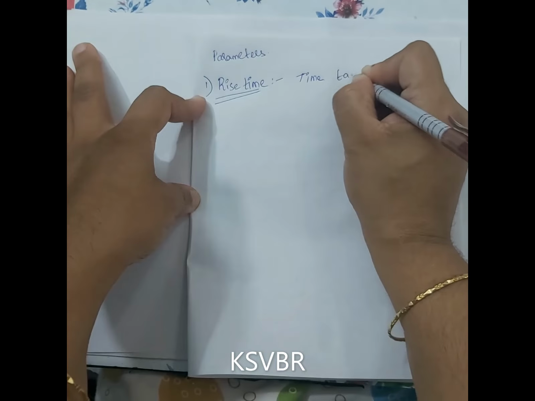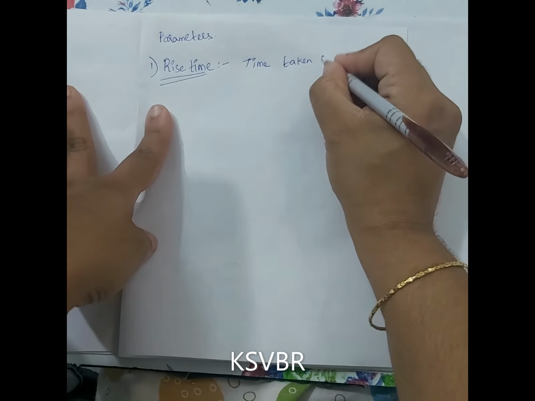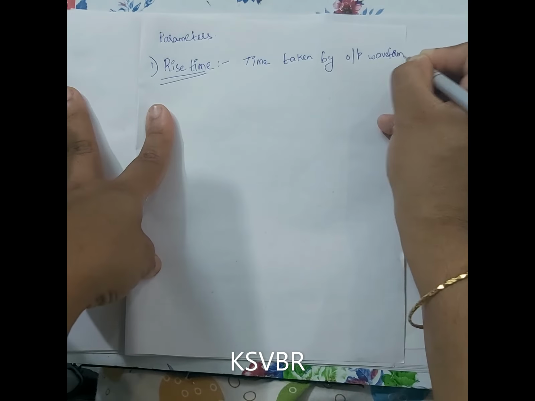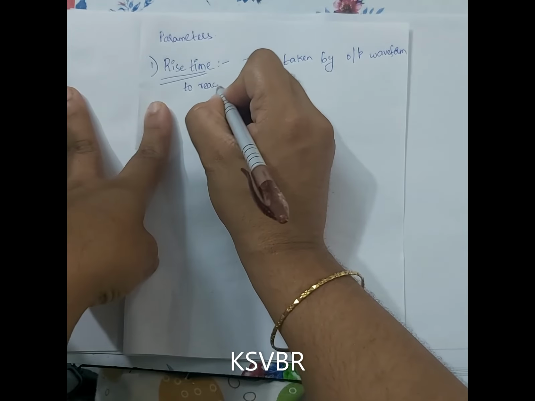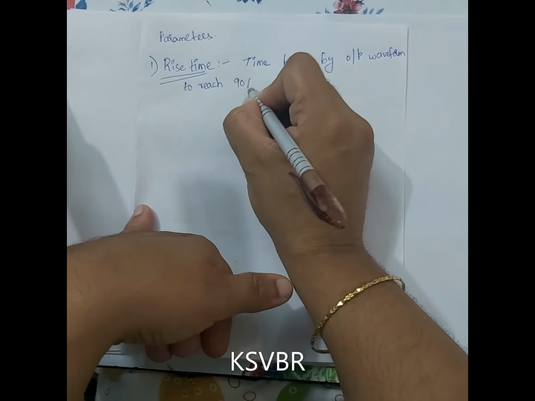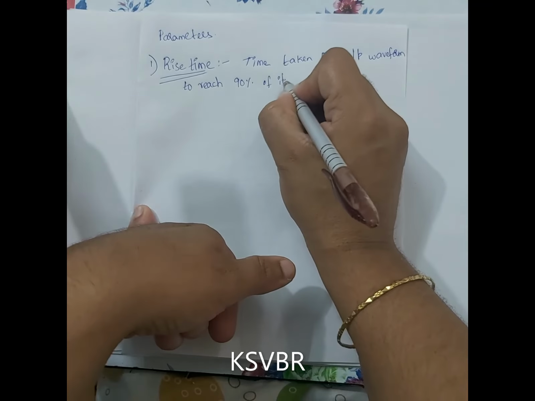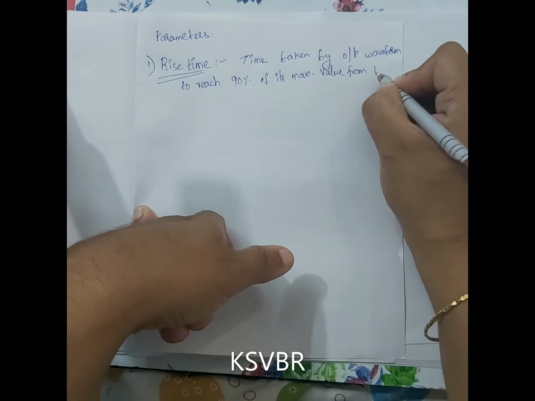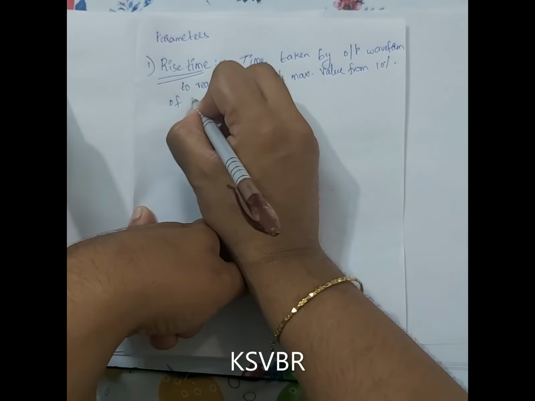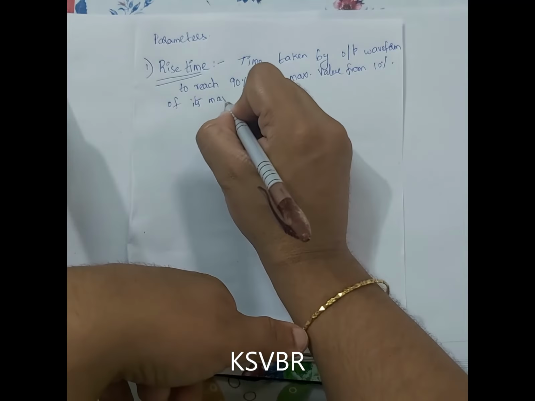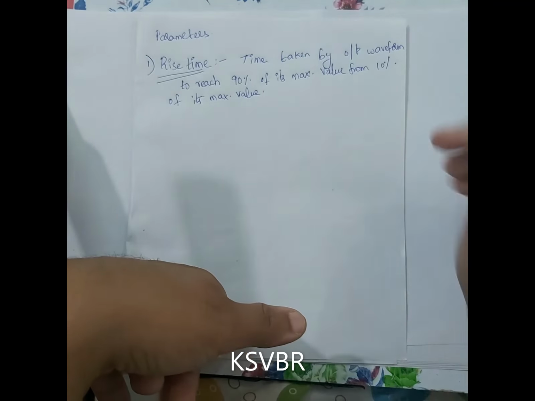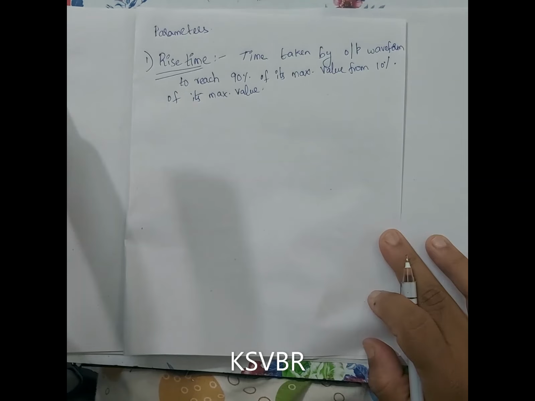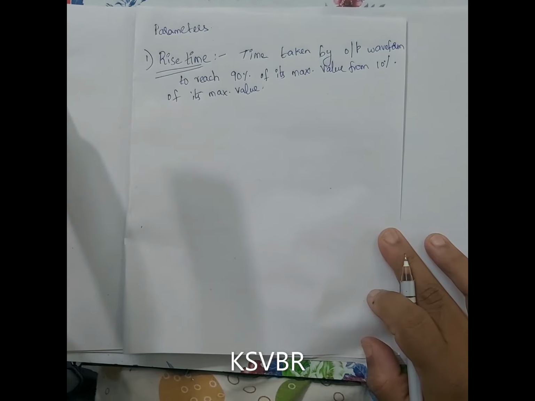The time taken by the output waveform to reach 90% of its maximum value from 10% of its maximum value. Okay, so the rise time is defined as the time taken by the output waveform to reach 90% of its maximum value from 10% of its maximum value.